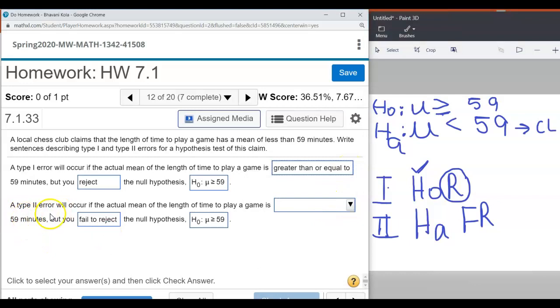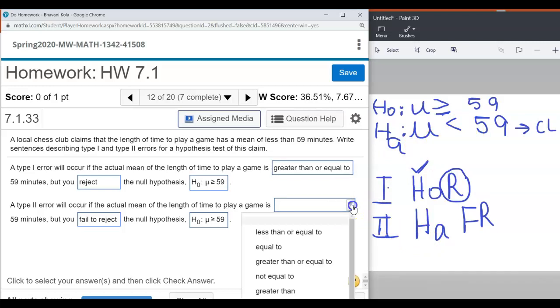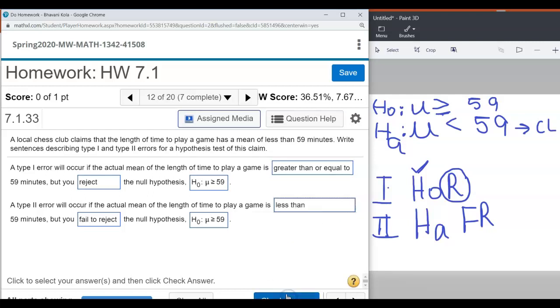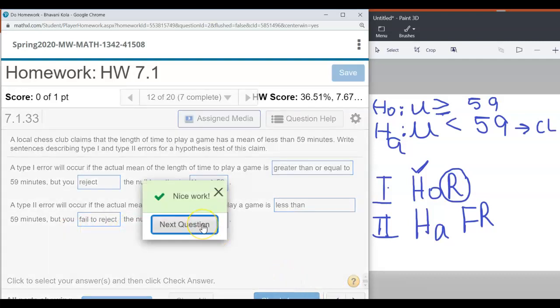For type 2, what should be true? HA. What is my HA? Less than 59. Do you see that? So let's go ahead and read it. Type 1 error occurs if the actual mean length of the time to play the game, which is H naught, is greater than or equal to, when it's actually true, but what do you do? You reject it. Type 2 occurs when HA is true. What is HA? The mu is less than 59, but what do you do? You fail to reject. Okay?